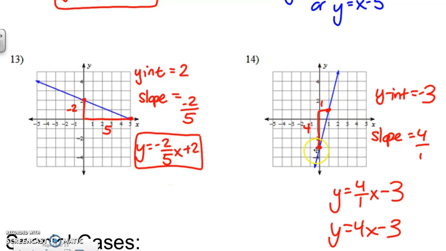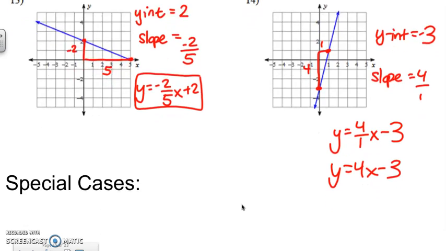On number 14, my y-intercept was between a -2 and a -4, so it was -3. I went up 1, 2, 3, 4 over 1 to hit this other point. So 4 over 1, which we know is just a 4, so either one of those equations would be correct.